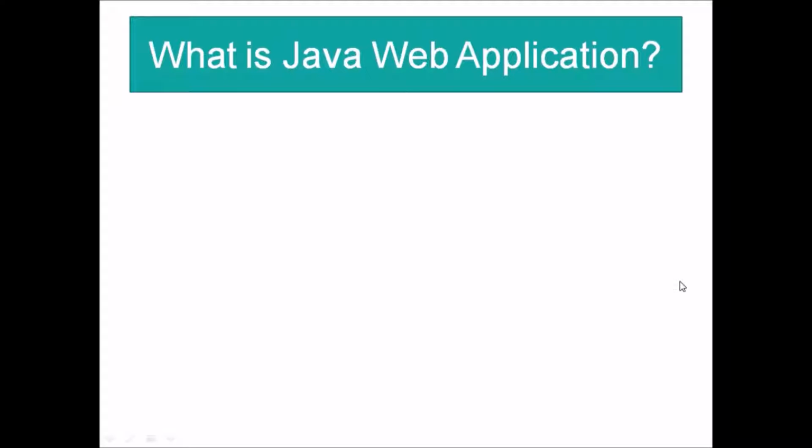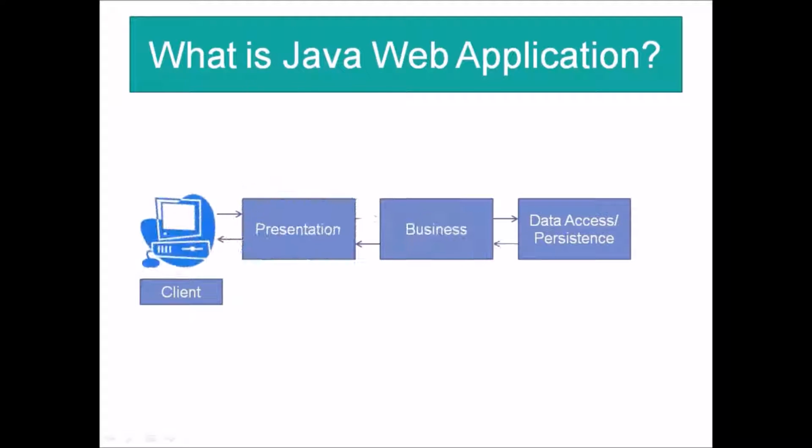Any Java web application can be called an enterprise application. Enterprise application follows layered architecture. There are basically three layers, as we can see: presentation layer, business layer, and data access or persistence layer. Each layer is logically separated from each other, so it is more flexible and reusable.